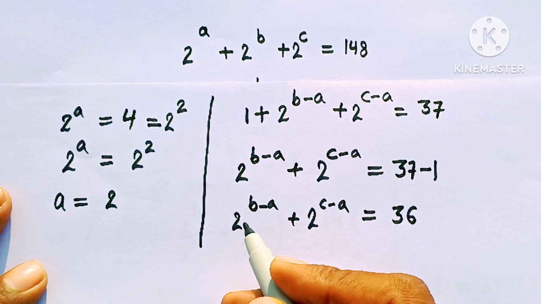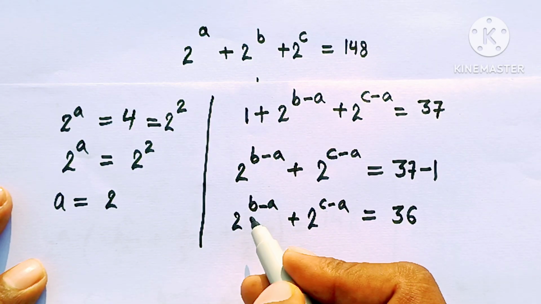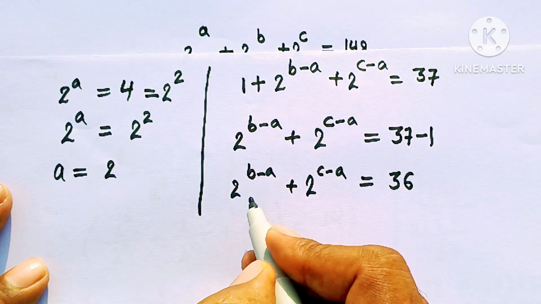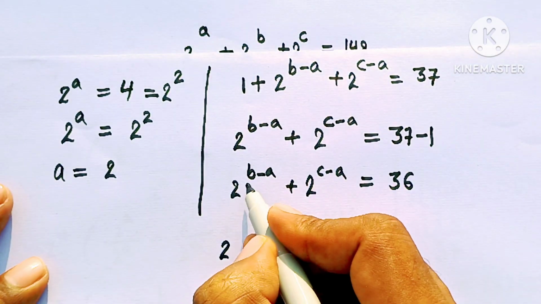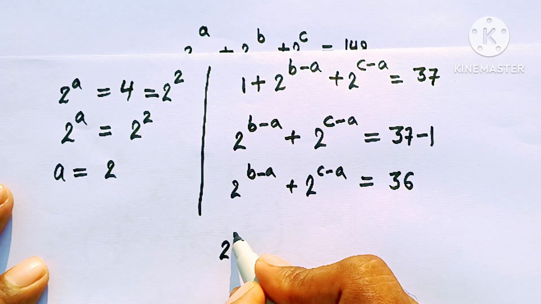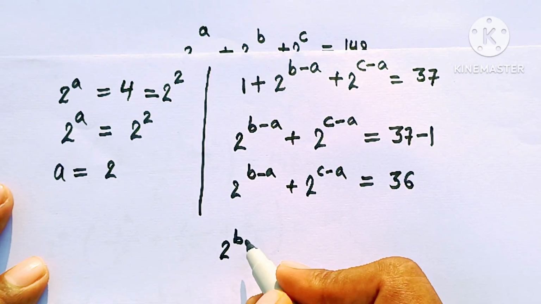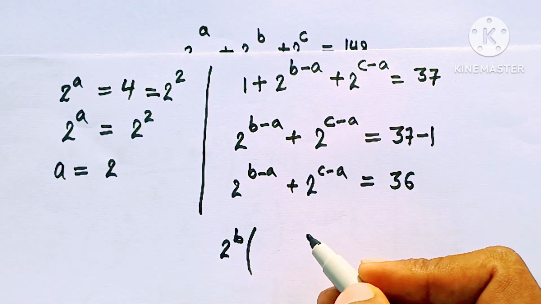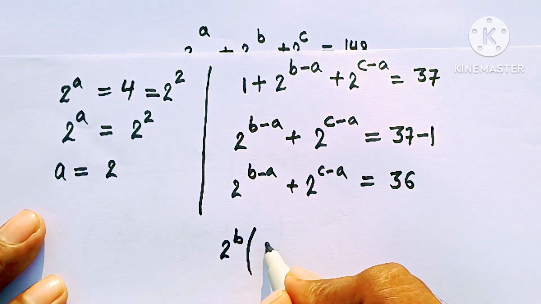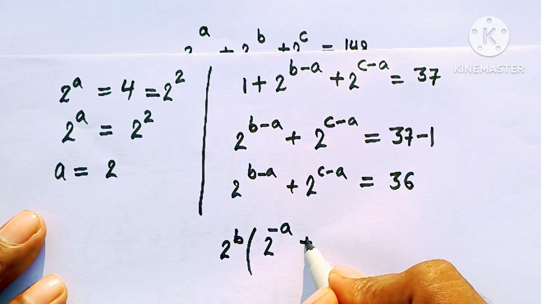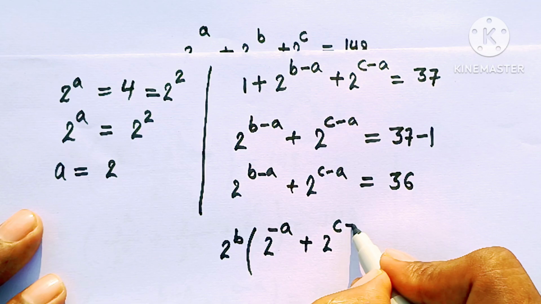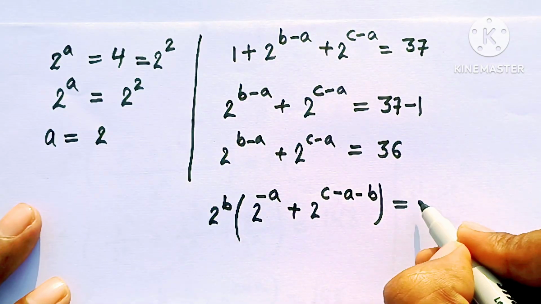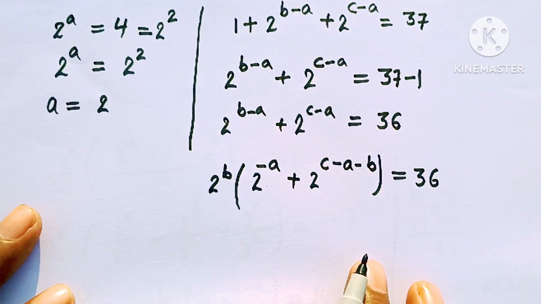Once again I am just taking 2 to the power b minus a common from both sides. So after taking that, we will be having 2 to the power b minus a, times, in brackets, 1 plus 2 to the power c minus a minus b I can write, and then I will be having 36.